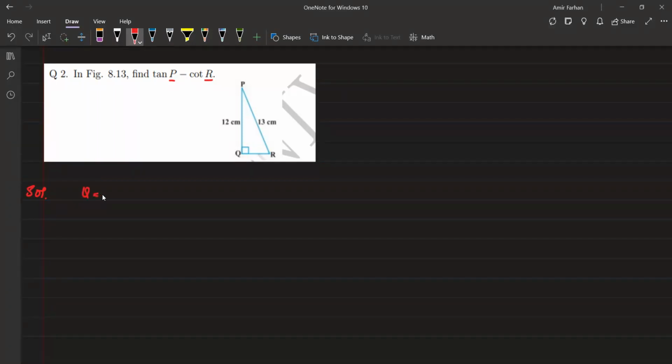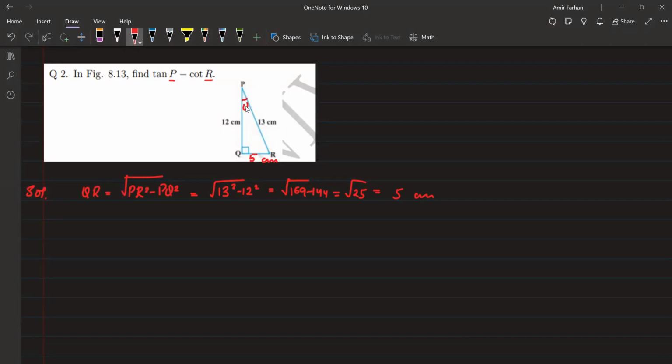QR can be written as under root of PR square minus PQ square. Yes or no? Is equal to under root of 13 square minus 12 square, that is 169 minus 144, which equals 25. So ultimately 5 centimeters is coming out to be the value of QR. Clear?